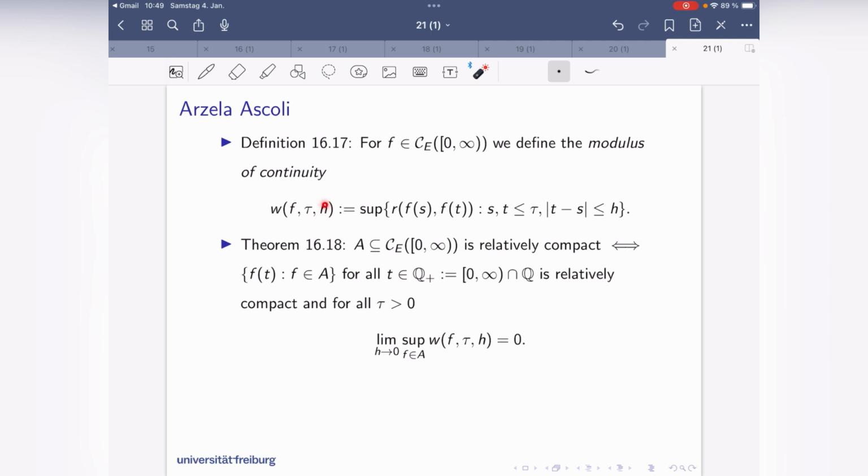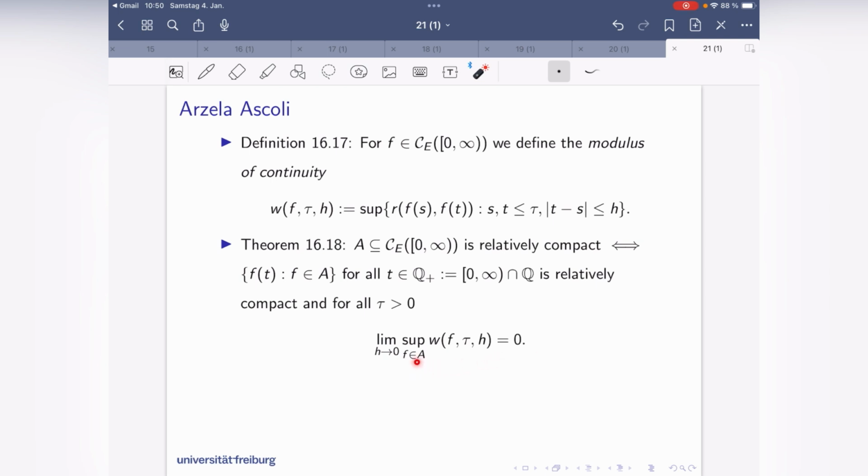So h here is a maximal time difference. Tau here is a maximal time I can plug in here. And f here is a function. And R is the metric on my state space, E. So w_f(tau, h) is the maximum increment between any time points s and t, which are at most h apart, which are both before time tau. Okay, and this here has to converge to 0 uniformly.